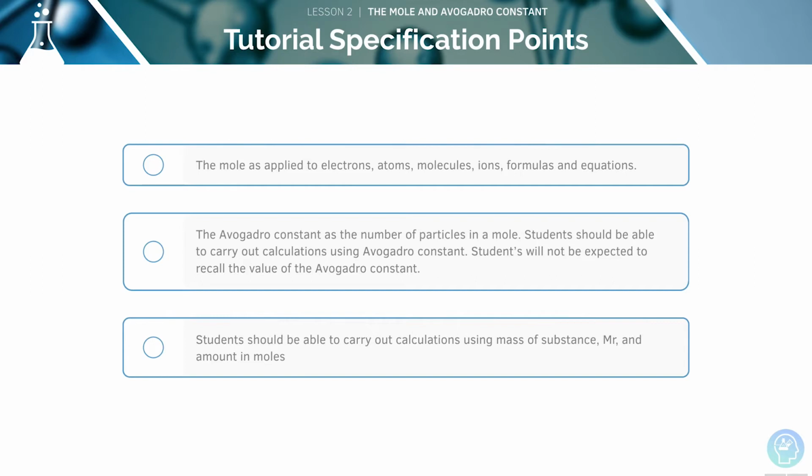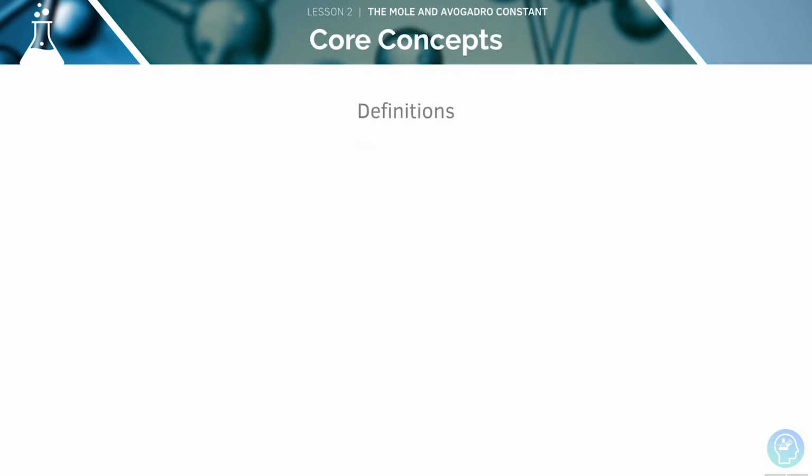Here are the specification points for this tutorial. Pause the video now to have a read through them before we begin. We'll start off by looking at the mole. As always, it's important to remember your definitions in this section. We've got 2 important definitions for this specification point. The first is the mole, and the second is Avogadro.